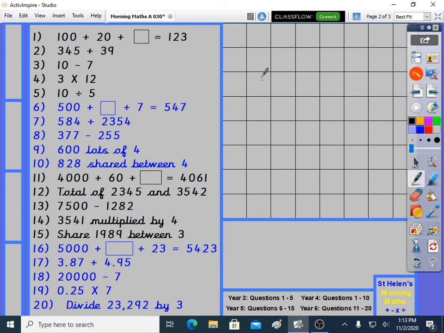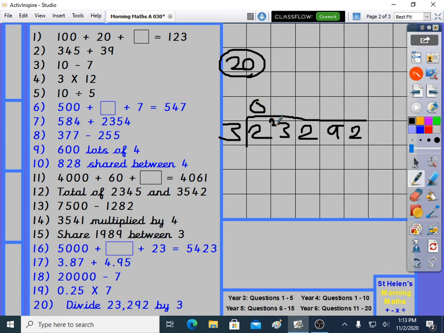And question 20. Divide, share, 23,292. So it says divide by 3. This will divide by 3 because these digits add up to 18, which is in the 3 times table. Been talking about that lately, haven't I? And it worked out without a remainder, 7,764. And we're done. Let's see the answers.